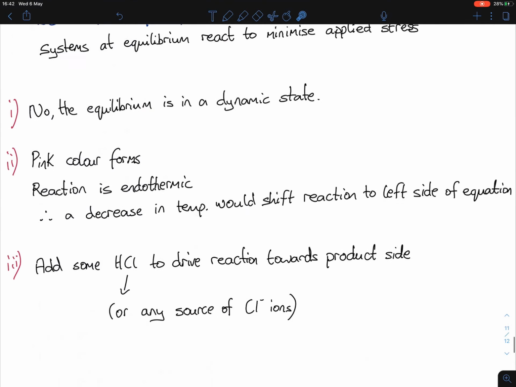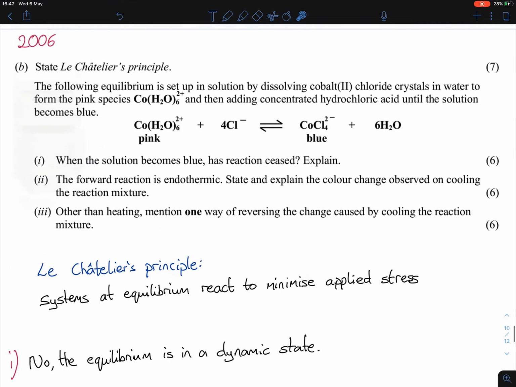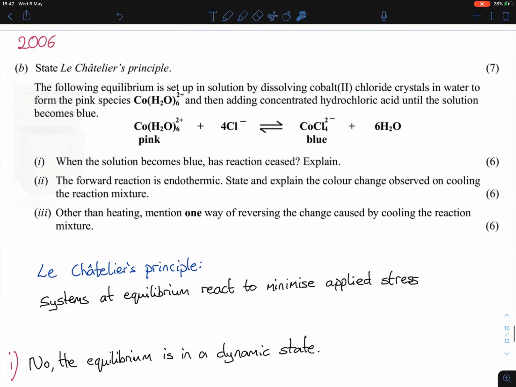Next, I think it's our final one, thank God. 2006, Le Chatelier's principle again. So look, I'm like a broken record at this stage. You should have an idea of it by now. If not, sure, God help you. Let's move on to part I though.